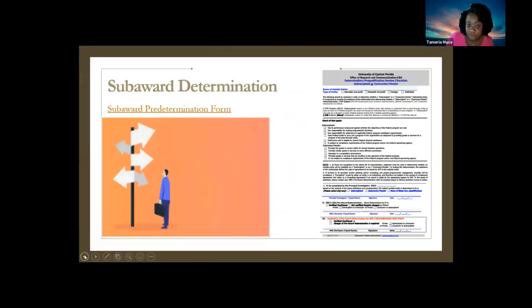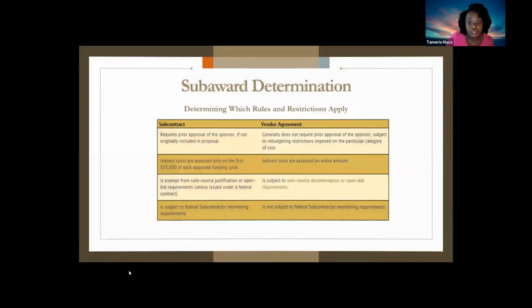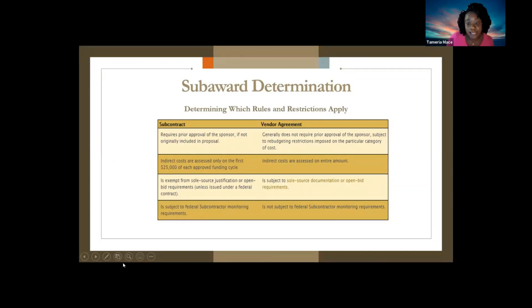Subcontractors are exempt from sole source justification or open bid requirements, unless it's issued under a federal contract. Your vendors are subject to sole source documentation and bid requirements. Additionally, your subcontractor is subject to federal subcontracting monitoring requirements where your vendor is not. So again, it's very important to make the correct determination. And unfortunately, it's not always easy to make that determination. So these are just some considerations you should have.